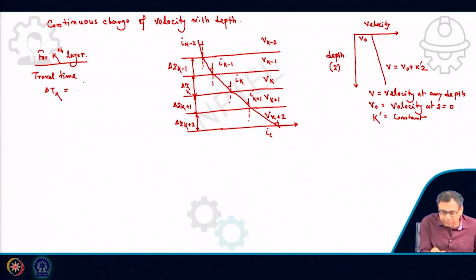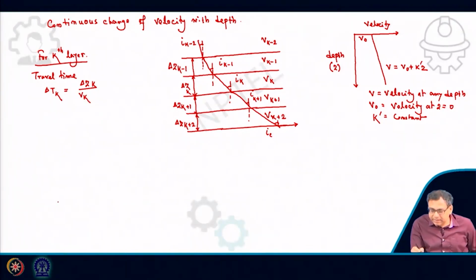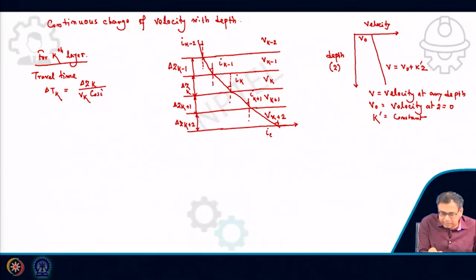This del Tk will be what? Del Zk divided by Vk, where Zk is this one. Suppose this one is Zk, and this one is Ik. So this will be Zk by cos Ik. Okay. Similarly, this is del Zk divided by Vk, and cos Ik I can write as root over 1 minus sin square Ik.